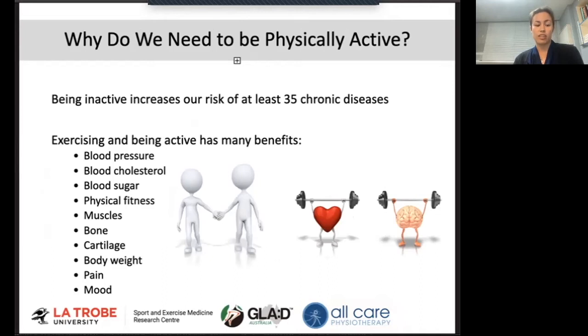dementia, and certain cancers. And there are many positive effects from being physically active, including lower blood pressure, lower blood cholesterol, more controlled blood sugar, increased physical fitness, stronger muscles, stronger bones, better cartilage health, because cartilage requires dynamic load to regenerate itself, lower body weight, increased appetite, or increased body weight if that's necessary. Increased endorphin release, which results in less pain and better mood as well. So it's also really good for your mental health.